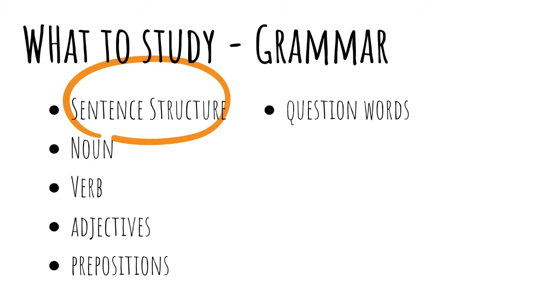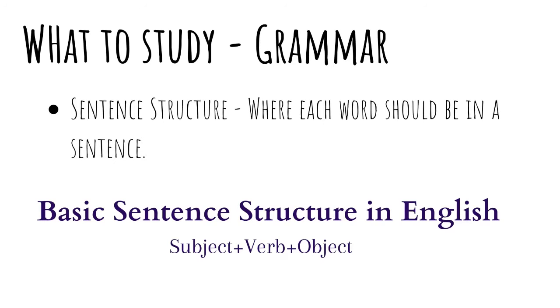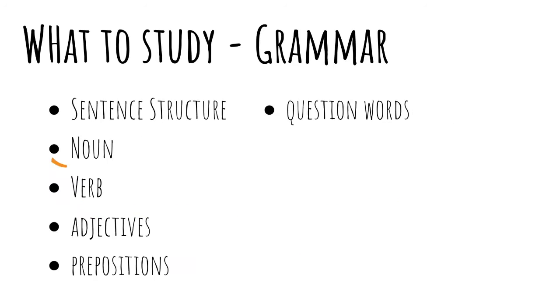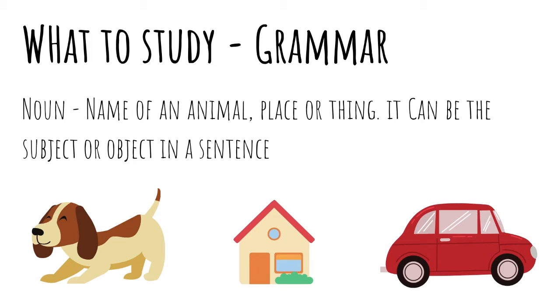Sentence structure dictates where each word should be in a sentence. The most basic sentence structure in English is subject, verb, object. A noun tells the name of an animal, place, or thing. It can be the subject or object in a sentence. For example, dog, house, car.